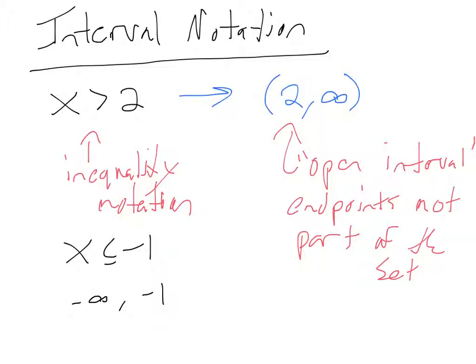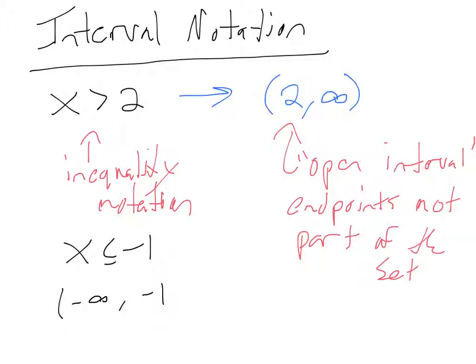Now, can we ever quite get to infinity or negative infinity? No. So if you have infinity there, that's always going to be what we call an open endpoint, in that we can never quite get to infinity. So infinity is not really part of that set because it's not really a number. It's just a way of talking about the fact that we're going to go to the left forever.